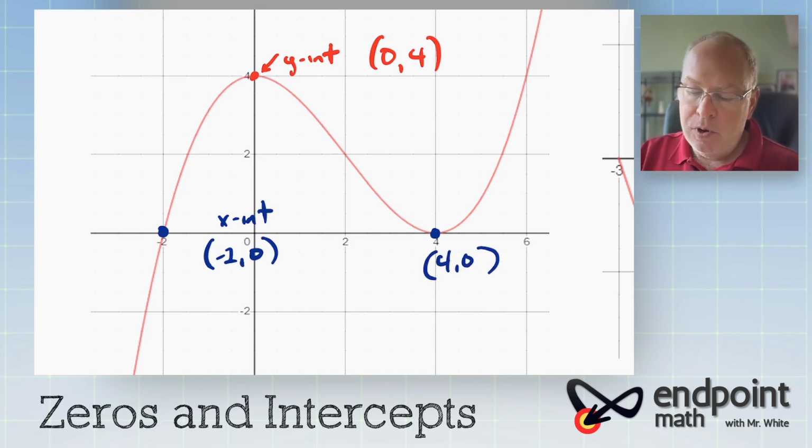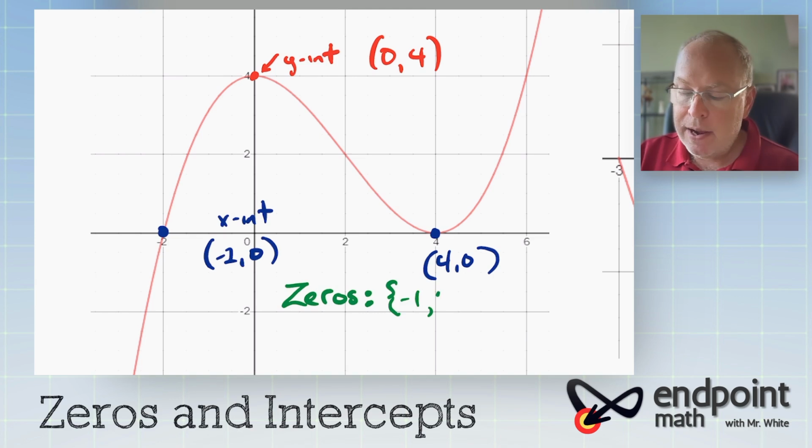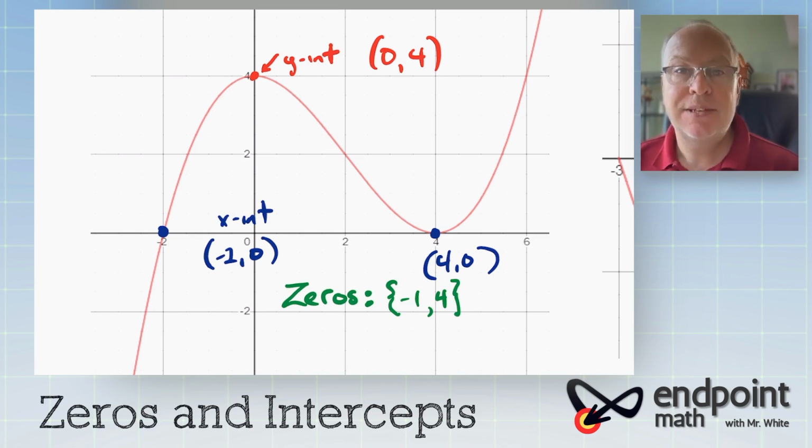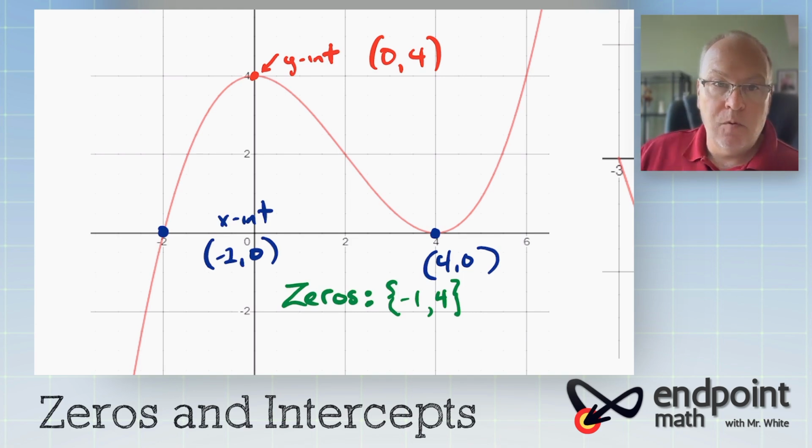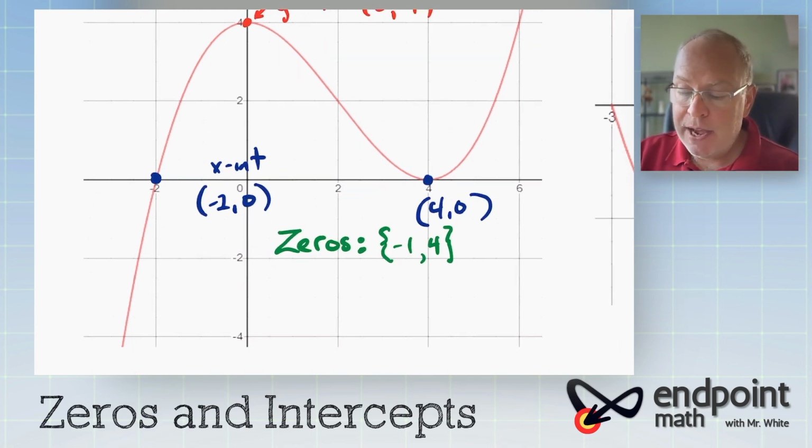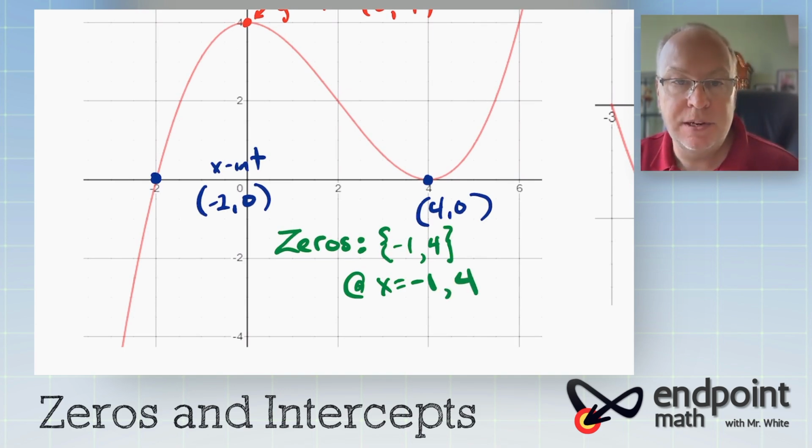And then I'll use a different color here just to drive it home. Zeros, if I want to state it using that vocabulary word, I would say they happen at -1 and 4. There you go. So we've got 2 zeros of this function. It's when the output is 0. It's at x equals -1 and 4. Sometimes we say at x equals -1, 4. That'd be another way to say it.